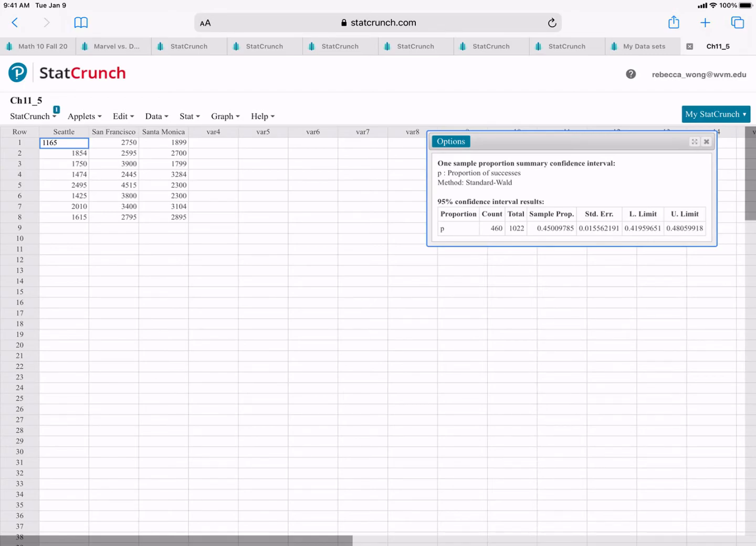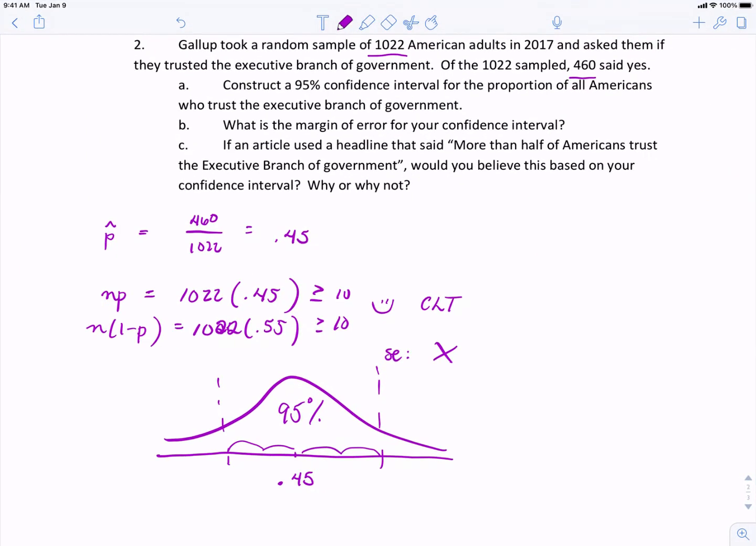So we have a lower limit of 0.42 and an upper limit of 0.48. So let's write that down. So our confidence interval is going to be 0.42 to 0.48. So we usually write an interval like this, as you've seen in the notes before. So there's our 95% confidence interval.